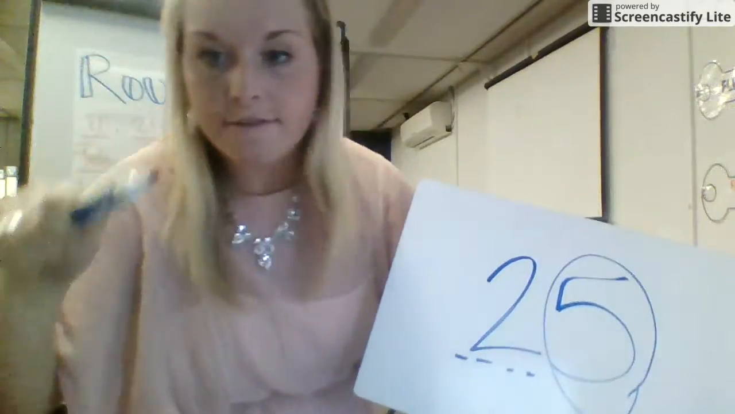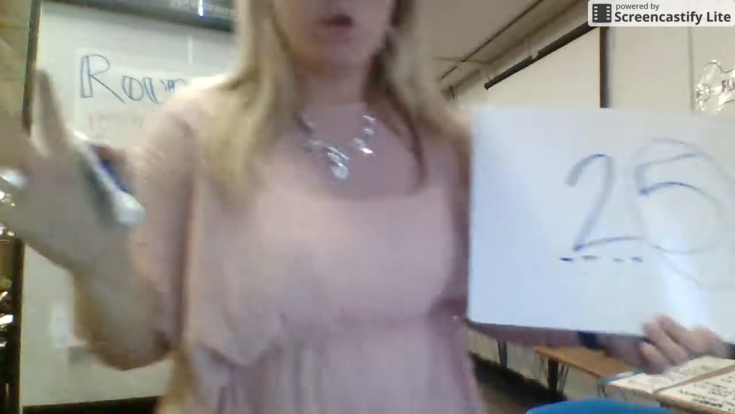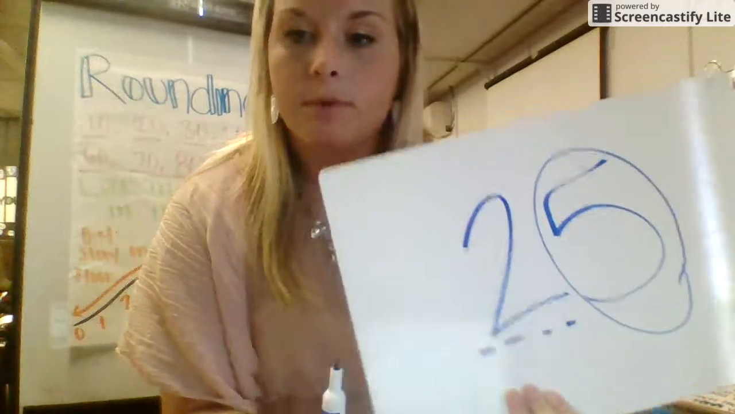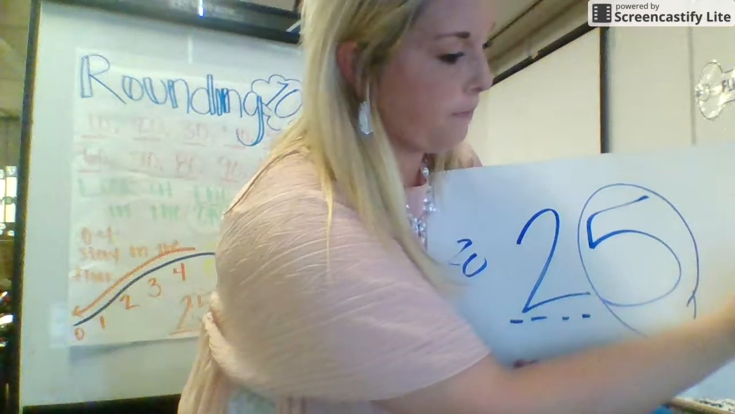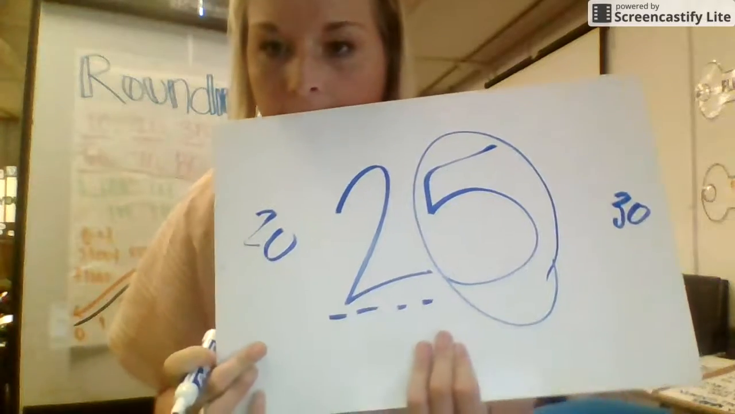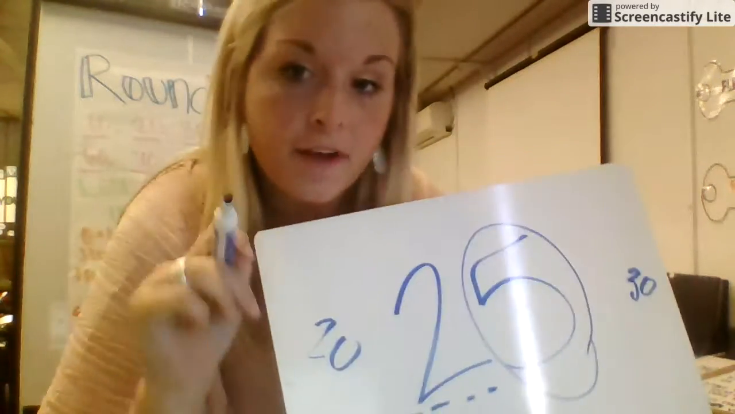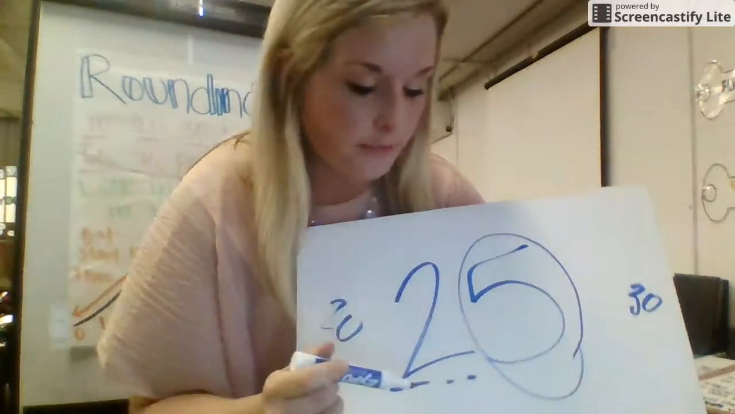So for 25, the very first thing we're going to do is determine what two tens places we're between. So we know that 25 is going to be between 20 and 30. So what we are going to determine is, is it closer to 20 or is it closer to 30? Now, the 5s are super tricky because if you looked at it on a number line, it's going to be directly in the middle.